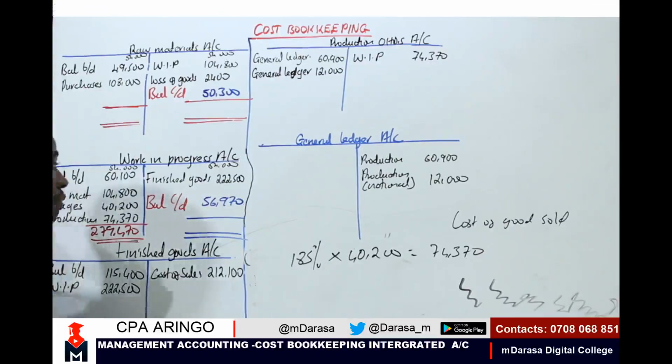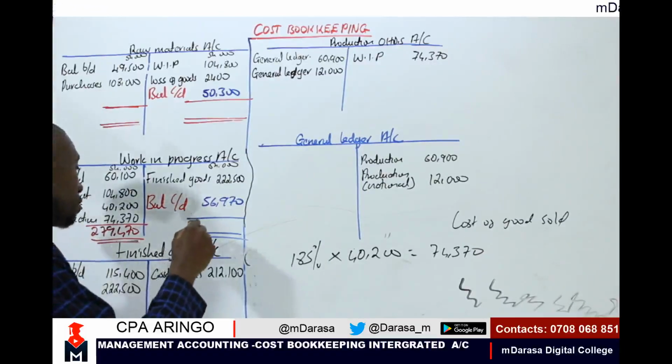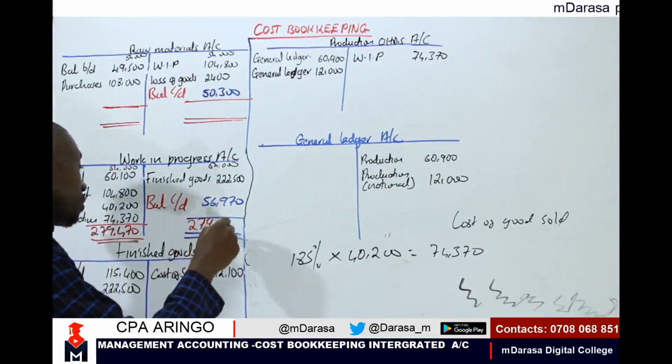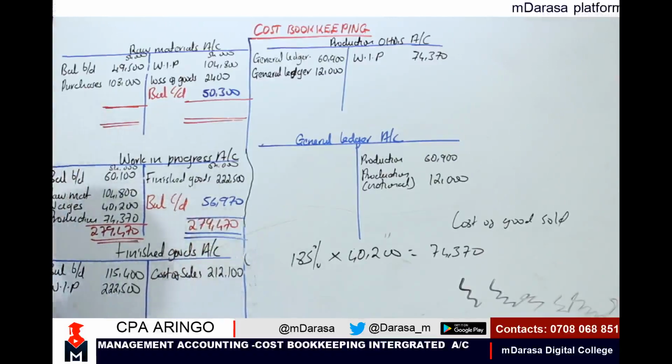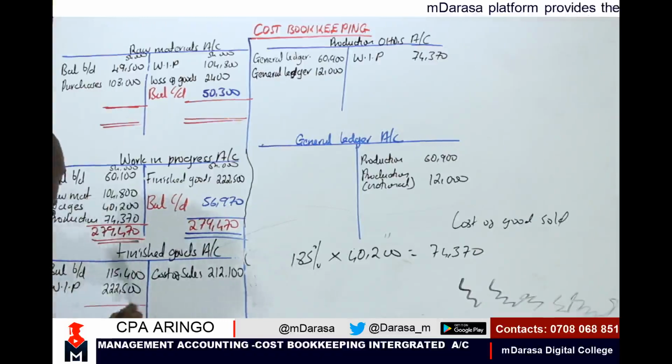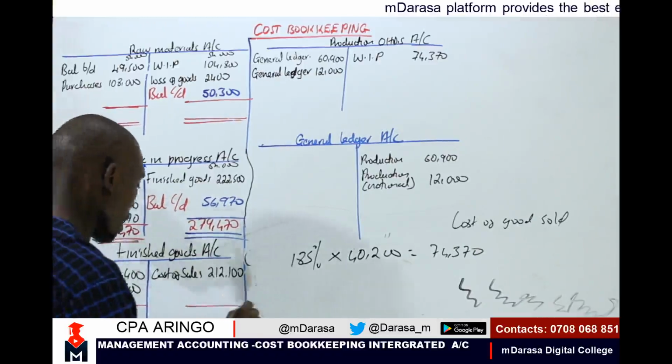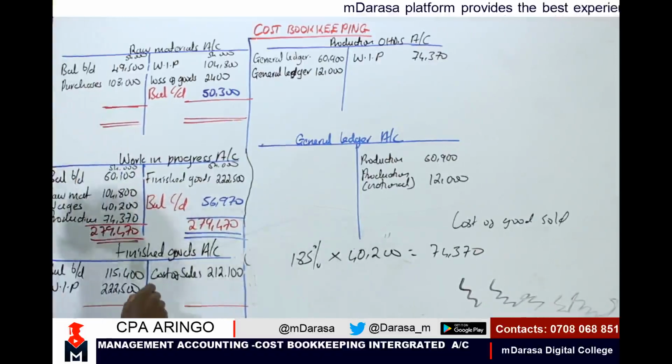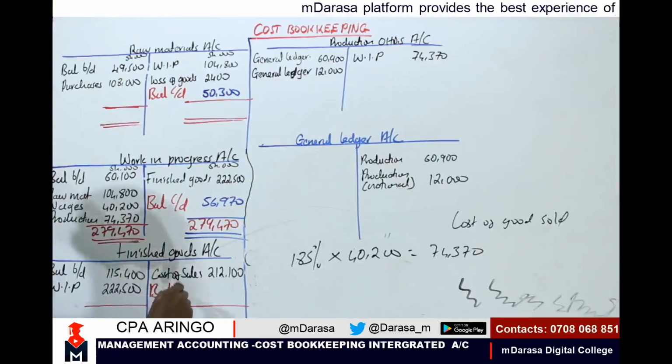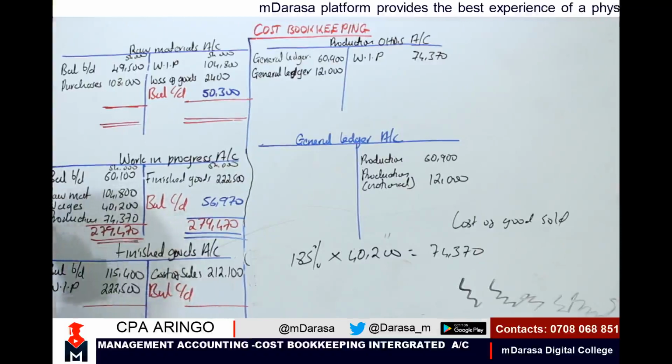We should be having 279,470. Then talk of our finished goods account. The same concept will apply. Balance carried down. I should be having how much?